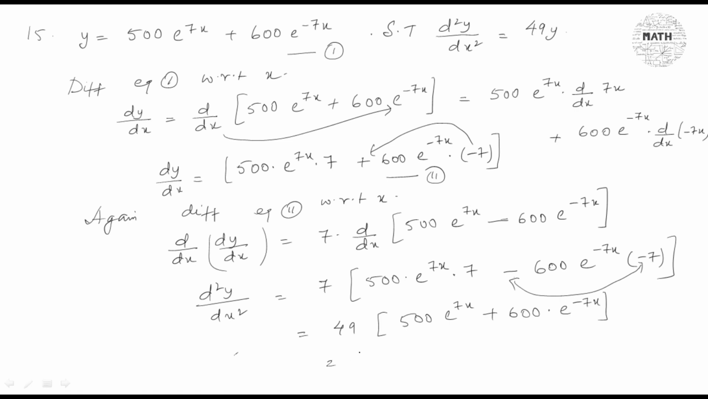So which is 49y. From where? Since from equation 1. So I got here d square y by dx square equals 49y. So hence proved. You can pause the video and then check once again. So that was all about your question number 15.